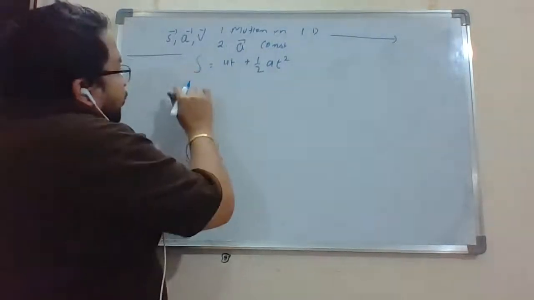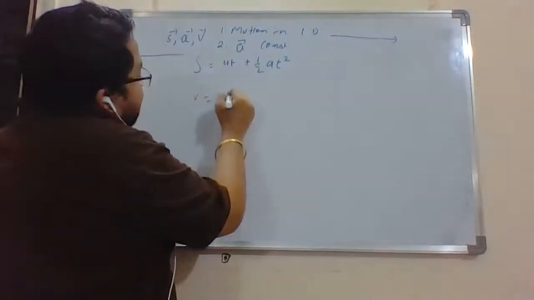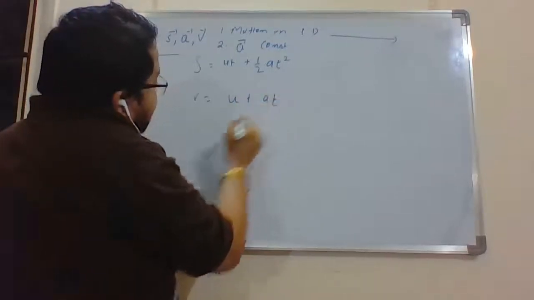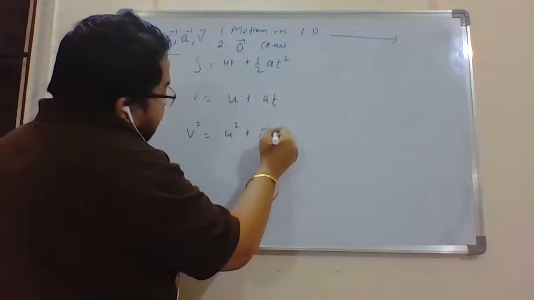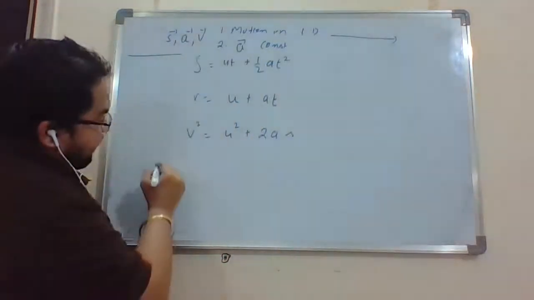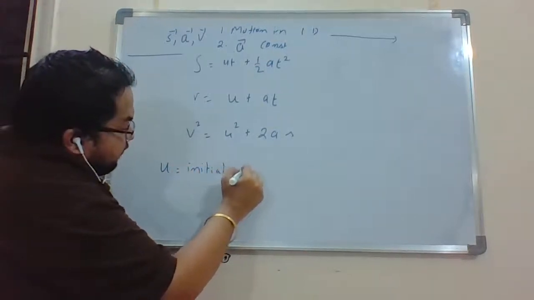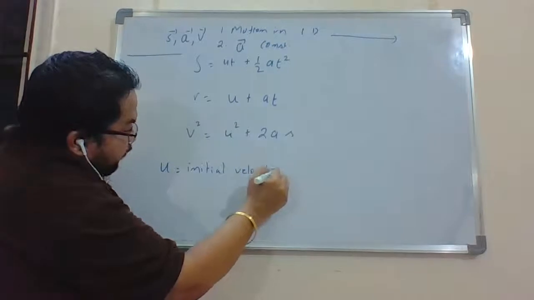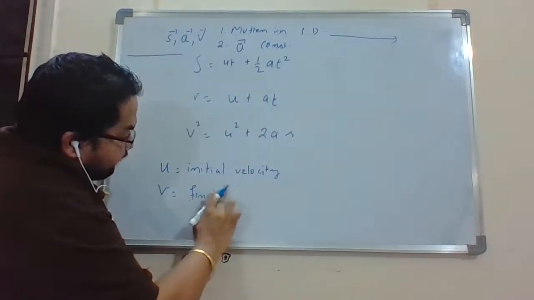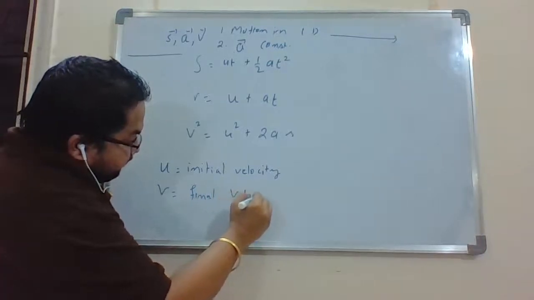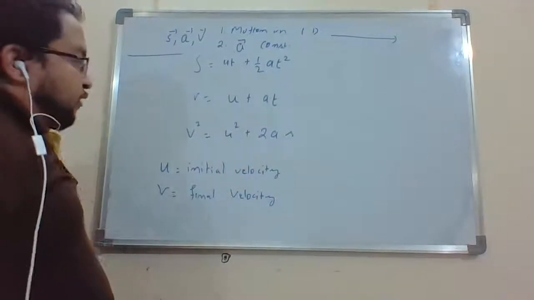So S equals ut plus half at square. We studied v equals u plus at, and we studied v square equals u square plus 2as, such that u is your initial velocity, where v is your final velocity, and a, t, s you already know, so I'm not writing them again.